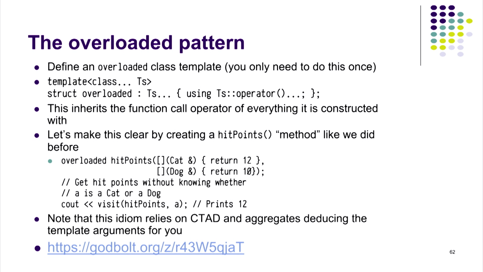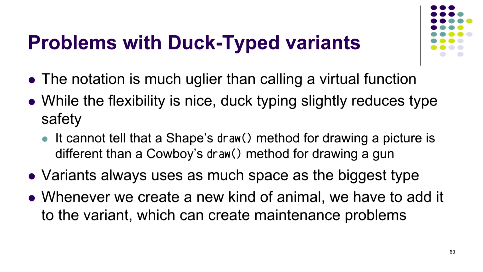on the runtime type. So the overloaded idiom is a great way for you to inject your own runtime dispatch methods in an external class hierarchy that you can't modify. Now, there are some problems with it. Notation's uglier than calling a virtual function, and while the flexibility is nice, it does slightly weaken type safety, right? A shape's draw method and a cowboy's draw method are not the same thing.